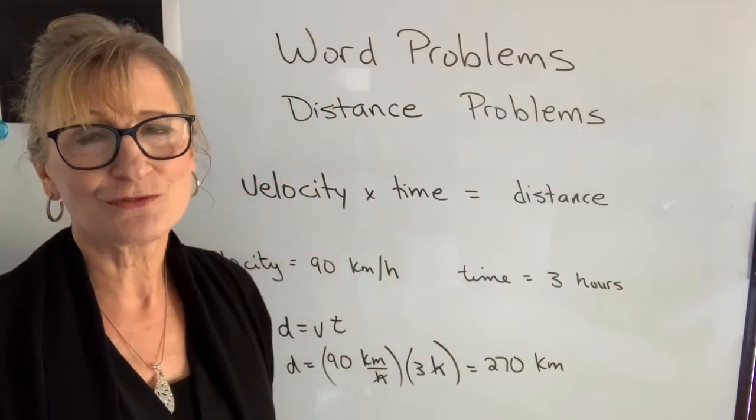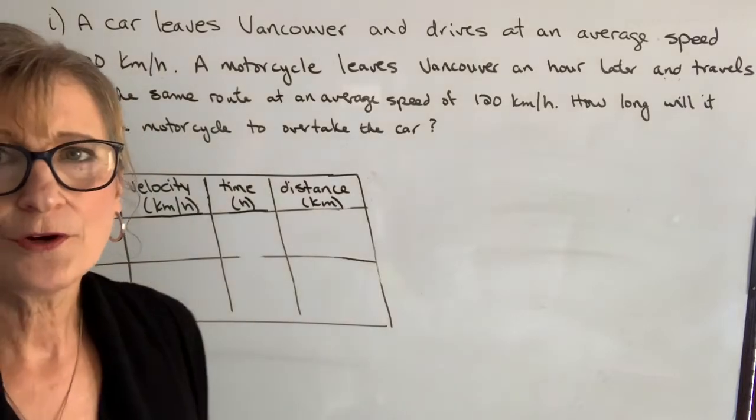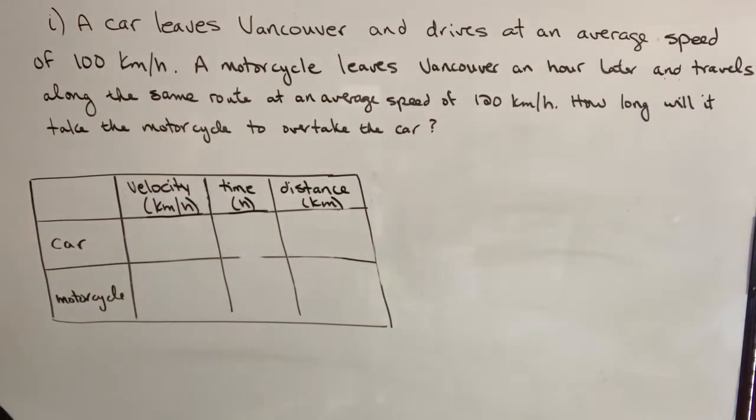Let's look at the strategy for solving distance word problems. All right, in our first example, it says a car leaves Vancouver and drives at an average speed of 100 kilometers per hour. A motorcycle leaves Vancouver an hour later and travels along the same route at an average speed of 120 kilometers per hour. How long will it take the motorcycle to overtake the car?